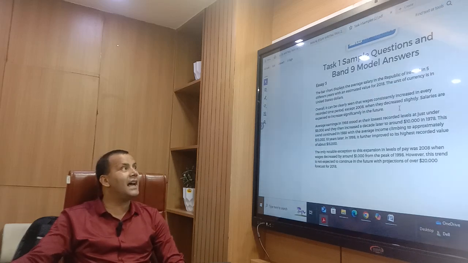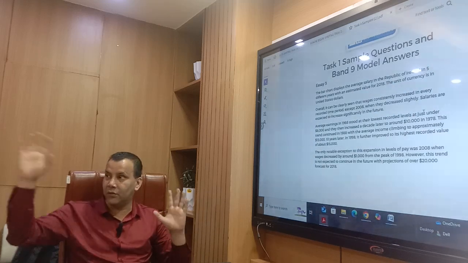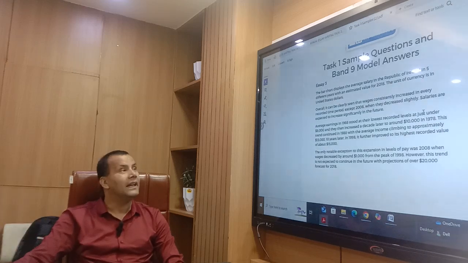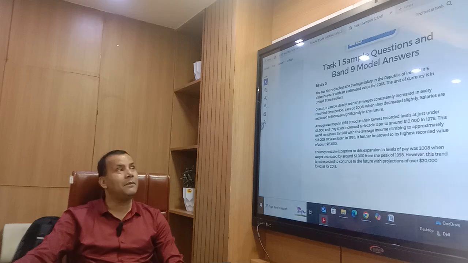And salaries are expected. For projected, what I have used here is expected. Salaries are expected to increase significantly in the future. In 2018, it was believed that salary will increase. And salaries are expected to increase significantly in the future. What I saw in the bar graph, simply I have written it. Here you don't have to mention the data.